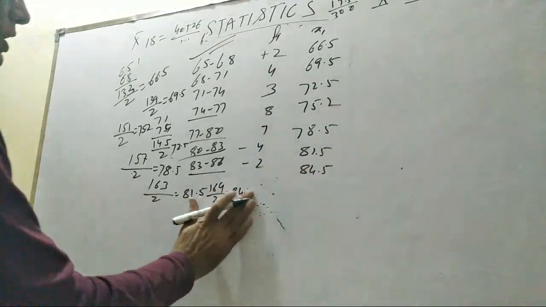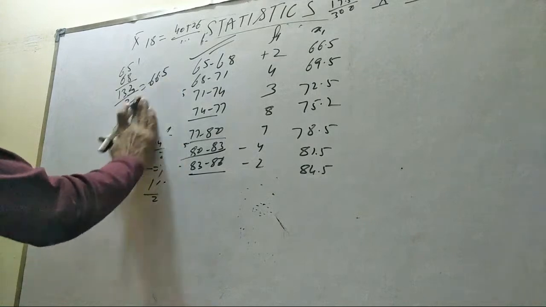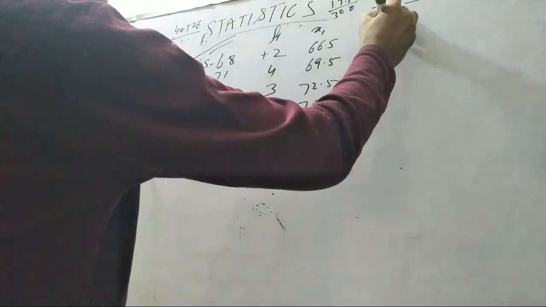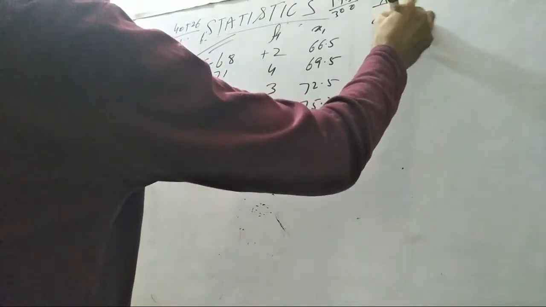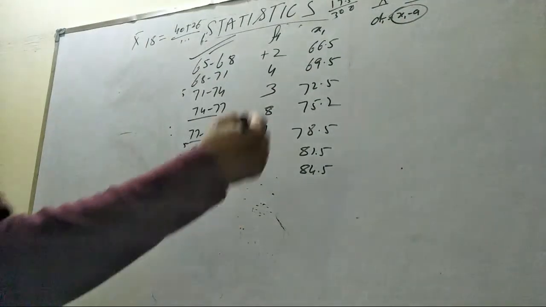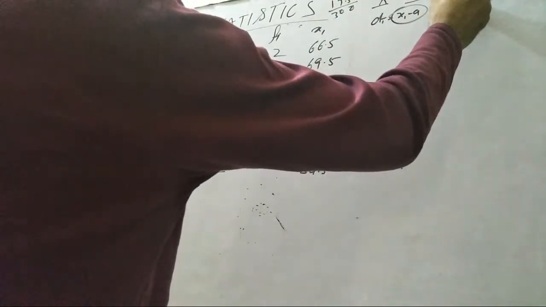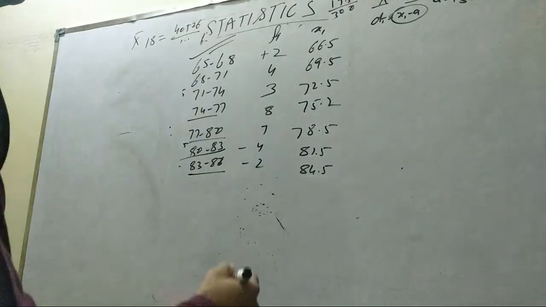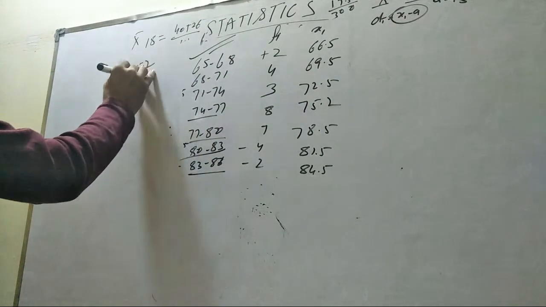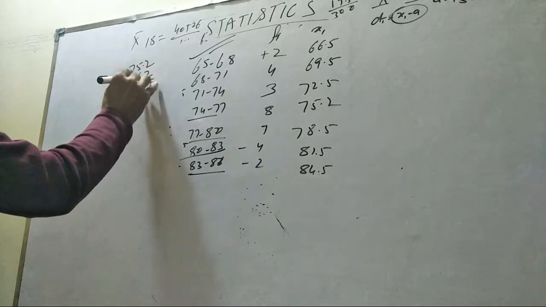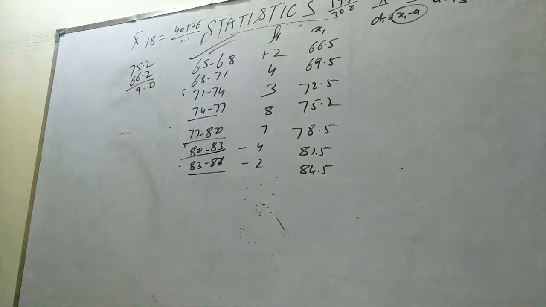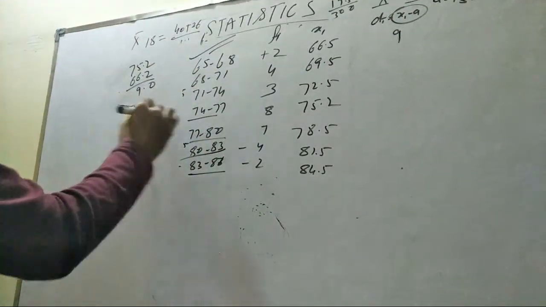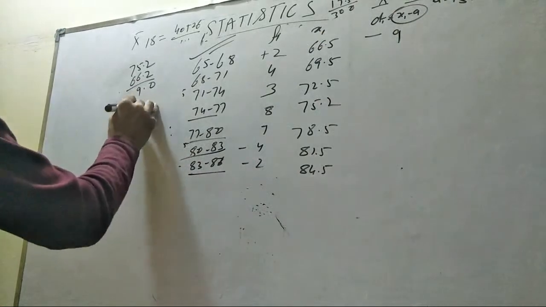84.5. Here we use assume method. Let D1 is equal to x1 minus a. What is the a? Suppose a is equal to 75.2. No, 75.2 minus 66.2, 0, and this is 9. Became 9 and minus 9. It is correct. 9 minus 9, 75.2.